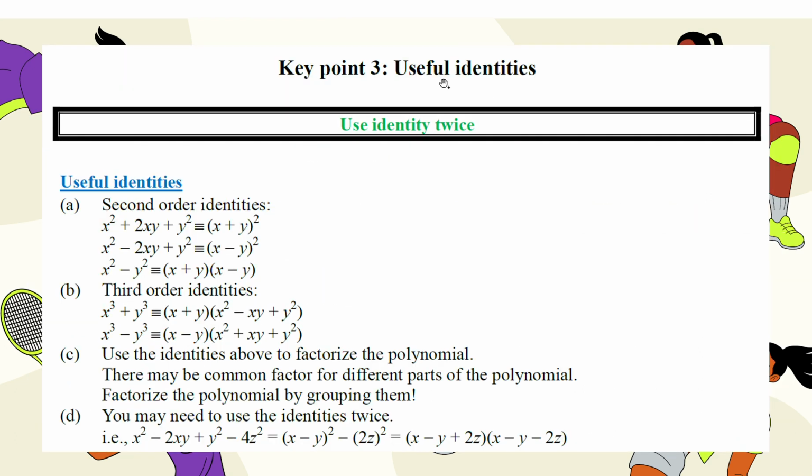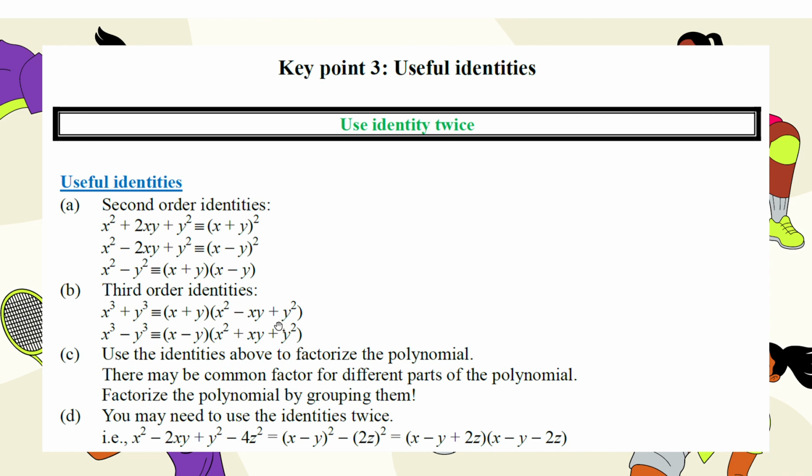Okay, and then there are useful identities. Sometimes you need to use the identity twice. Some you learned already is the second order identity, x plus y all squared, x minus y all squared, x plus y times x minus y. And now in IBDP Math AA, a new thing happens, the third order identity: x cubed plus y cubed equals x plus y times x squared minus xy plus y squared, and x cubed minus y cubed equals x minus y times x squared plus xy plus y squared.